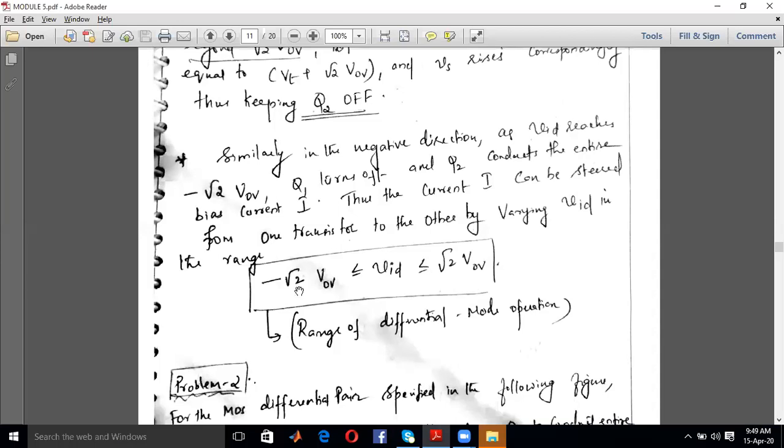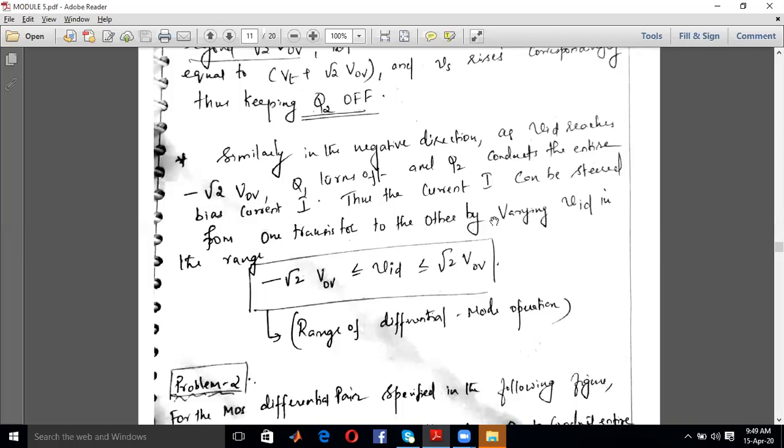So these two extremities are the maximum VID in the positive direction and the minimum in the negative direction, so that your differential input should lie within these two values. If your differential input is not lying within this range, this differential amplifier operation will not take place. Differential amplifier operation means the difference between the two signals is getting amplified. That particular criterion will not work. So this range is known as differential mode range.